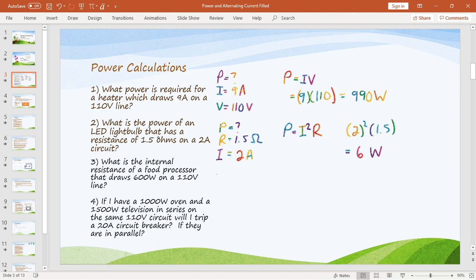Okay, now we're looking for R. And we have a power, and we have a voltage. Same thing. R, when I look it up, they're using E, but I like V. V squared over power, 110 squared over 600, 20.17 ohms. So these are very easy calculations, much like the Ohm's law ones were very easy.